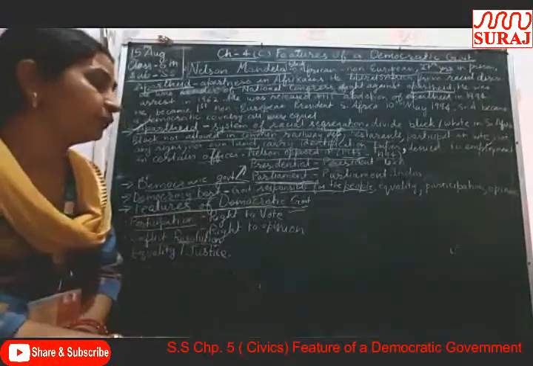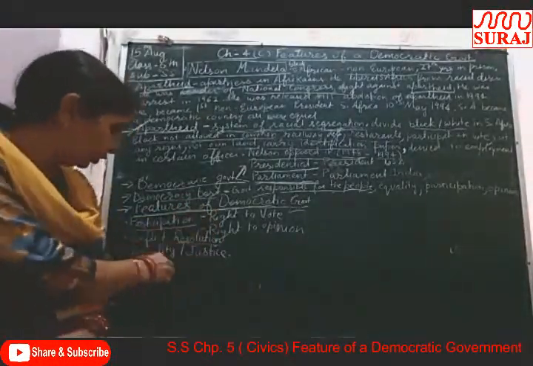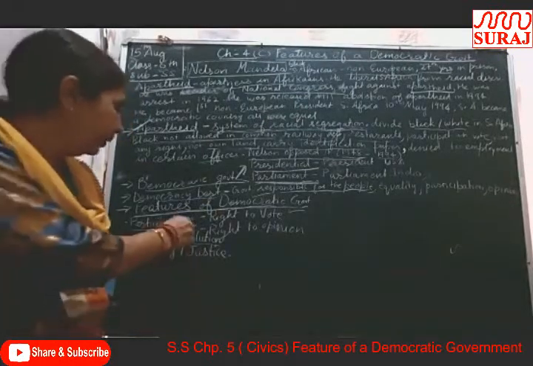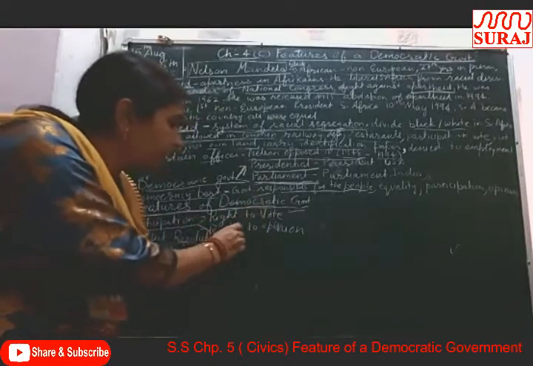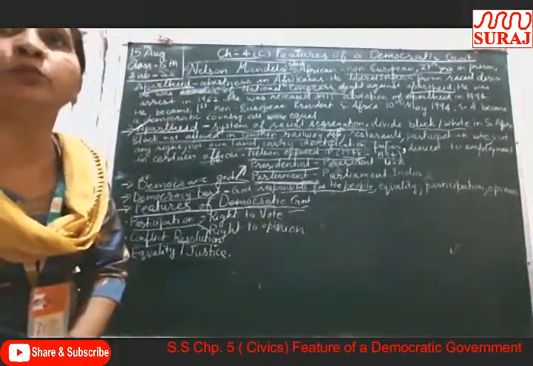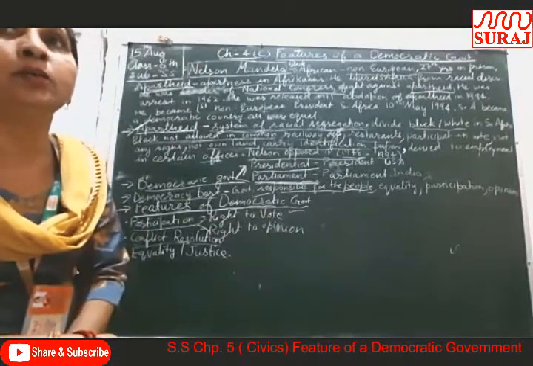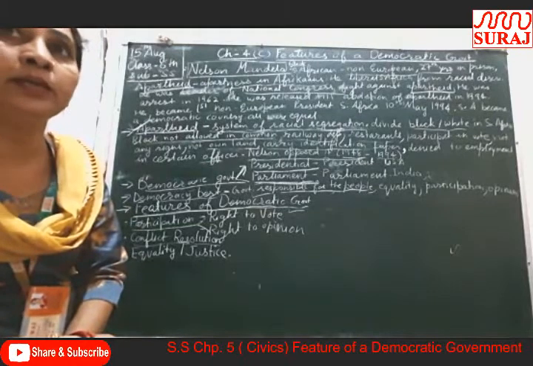There are many features of democratic government like participation, conflict resolution, and equality and justice. People can participate in two ways: the right to vote and the right to opinions. The right to vote means we vote for the government or select our representatives in the form of government.